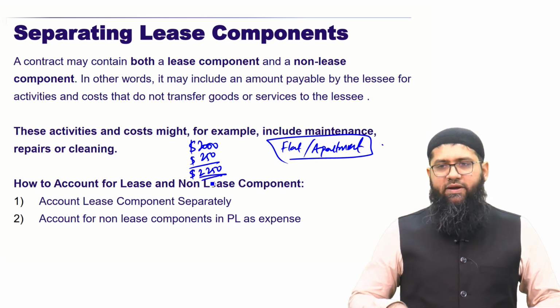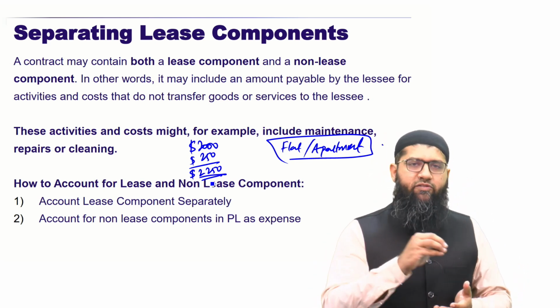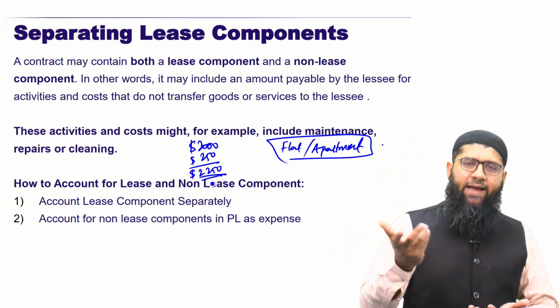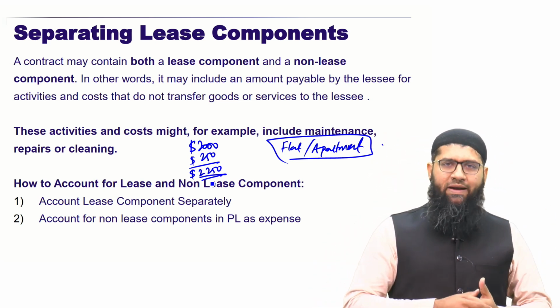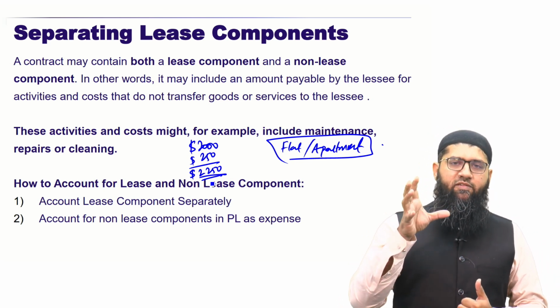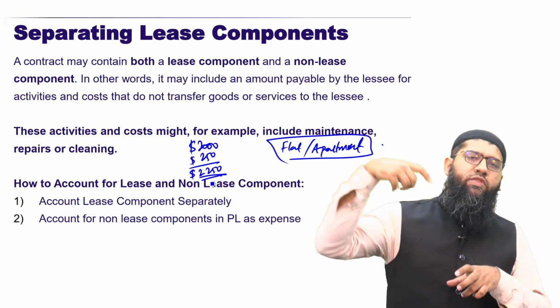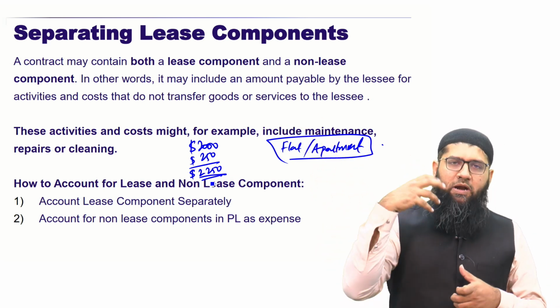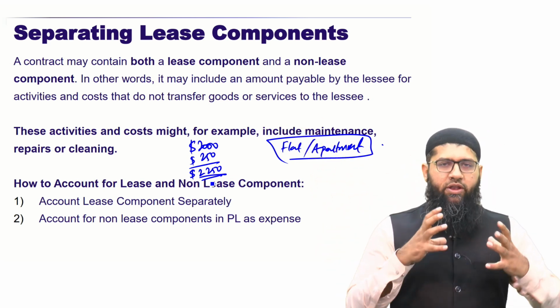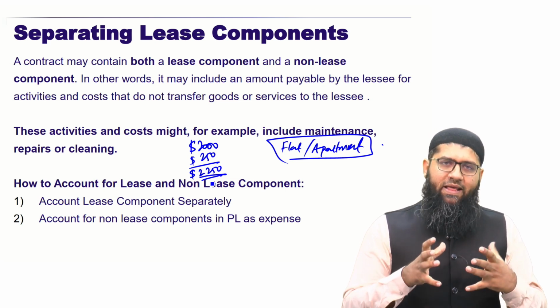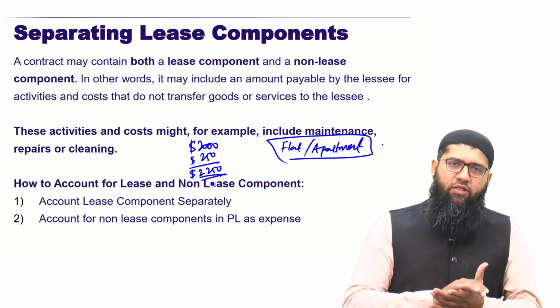The lease agreement does not specifically mention that it's $250 because of that. The lease agreement says that it's $2,250. But everyone knows that this specific $250 is because of the maintenance that is being paid to the building owners, to the building management. And originally the apartment has a lease agreement of $2,000 only.